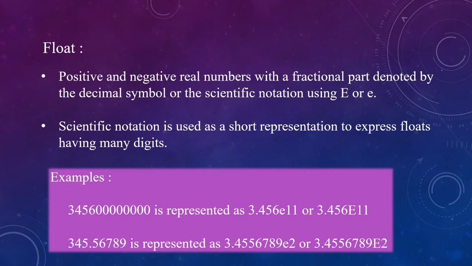Now let's see the next number data type, that is float. Floats are positive and negative real numbers with a fractional part denoted by the decimal symbol or a scientific notation using E. Scientific notation is used as a short representation to express a float having many digits. In programming, fractional numbers are called float numbers. For example, 99.9 is a fractional number, so it is called a float data type. If the floating point has many digits, then we can represent it by scientific notation E.